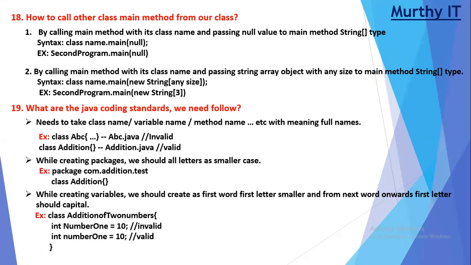While creating variables, we should take the first word's first letter as small. From the next word onwards, we take capital. While creating variables, first word, first letter small, and from the next word onwards, capital. So this is invalid, and this is valid.